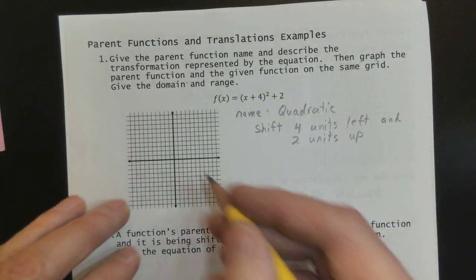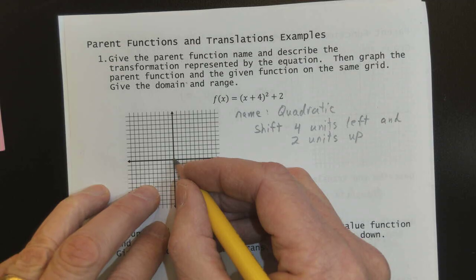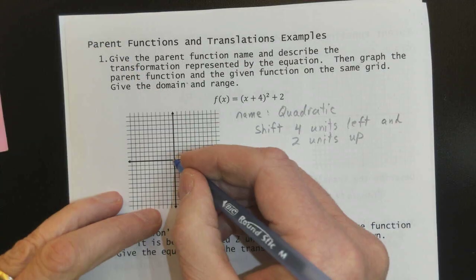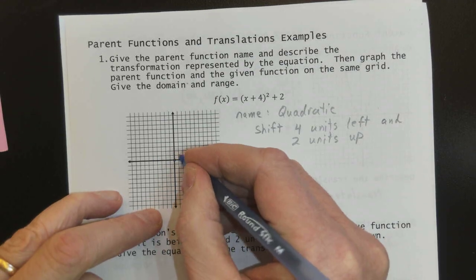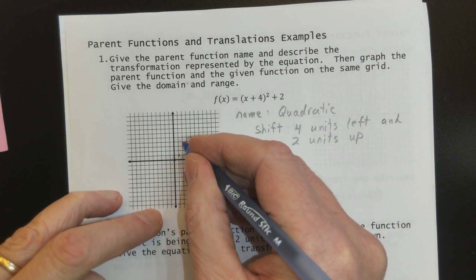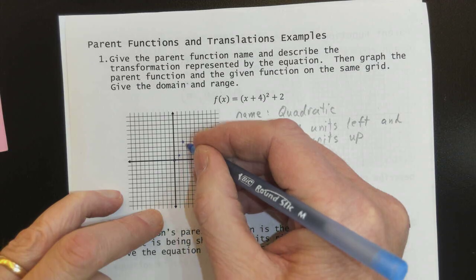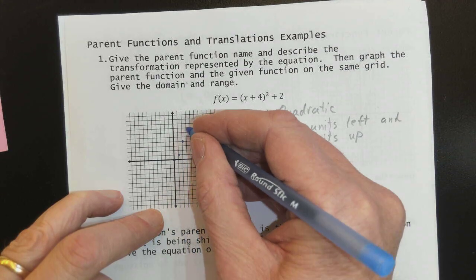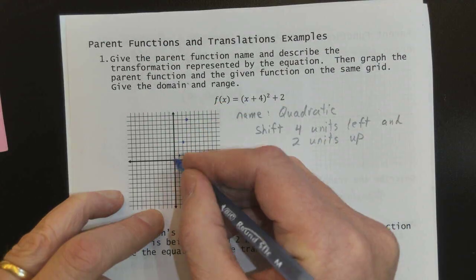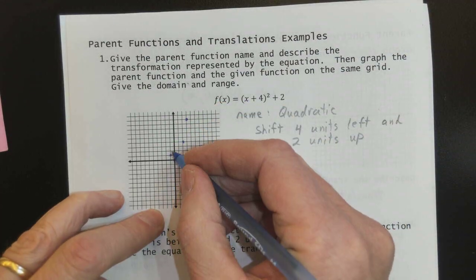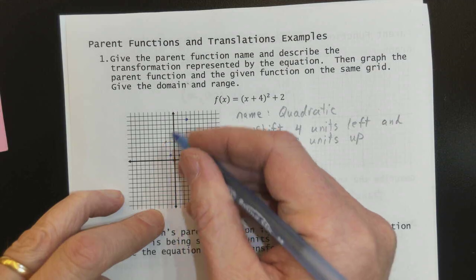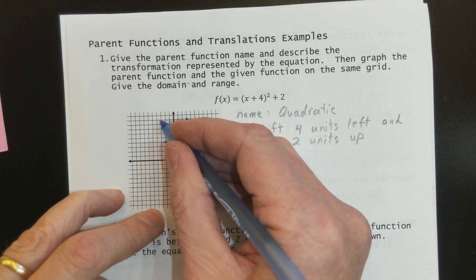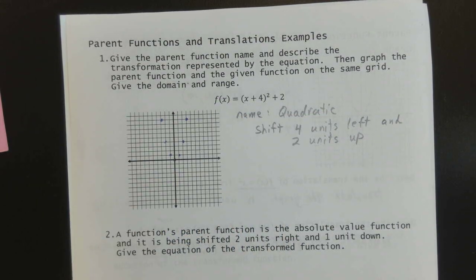Then graph the parent function. This is quadratic, so I'm going to do that in blue here. Remember 0, 0; 1, 1; 2 squared is 4, right? 3 squared is 9. 5, 6, 7, 8, 9. It's symmetric on the y-axis, so I just have to come over 3 units there. That symmetry's there.